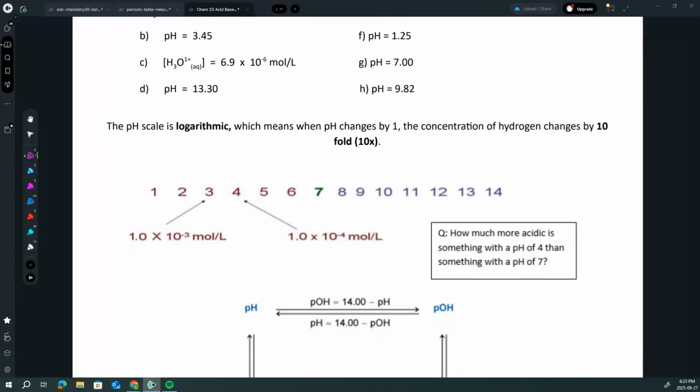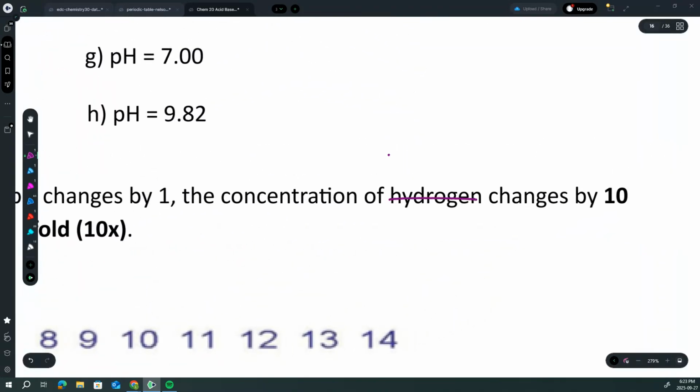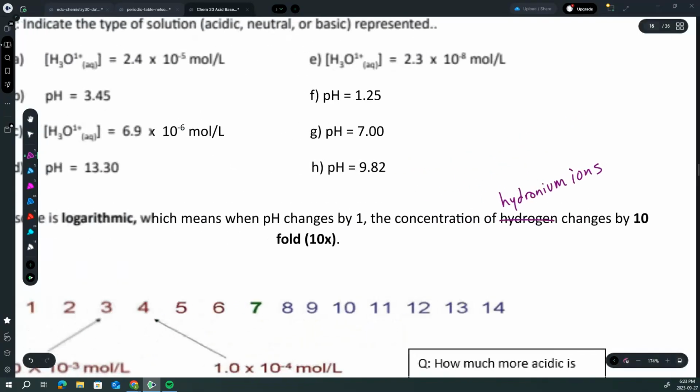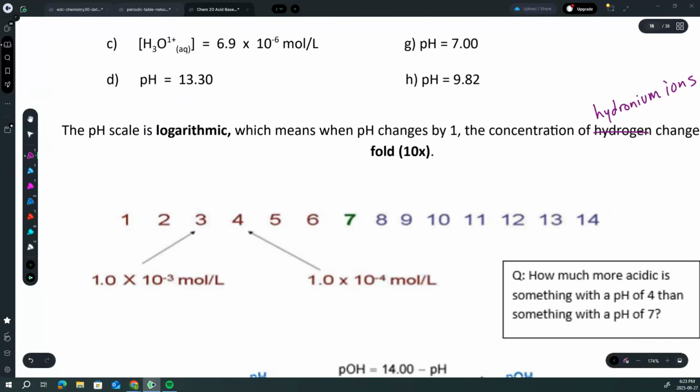Now, since the pH scale is logarithmic, what this means is that anytime your pH changes by 1, your concentration of hydronium ions changes by a factor of 10. So this is the acidic side of our pH scale, and this is the basic side.